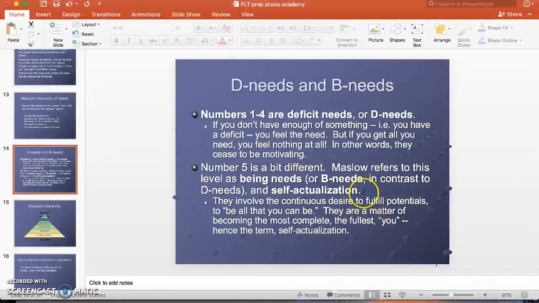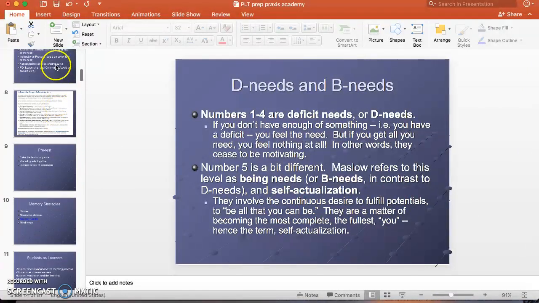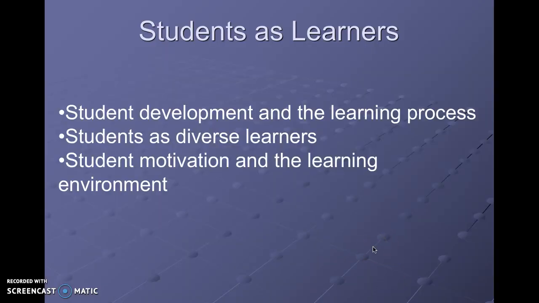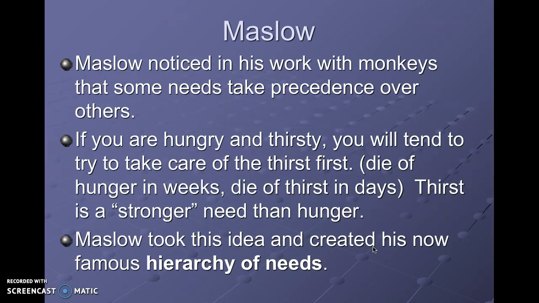We're going to go back and we're going to look at students as learners. So students as learners is looking at student development, it's looking at the learning process, it's looking at students as diverse learners, their motivation and their learning environment. So the first person we're going to learn about is Maslow.